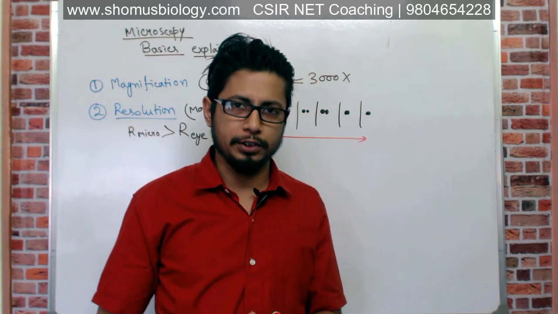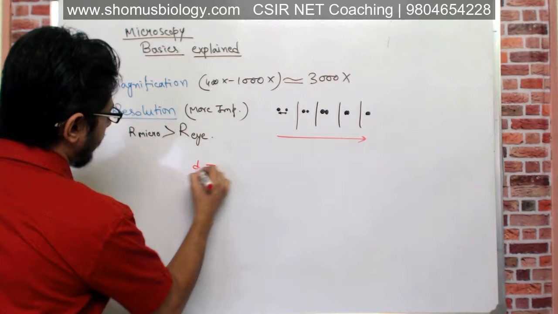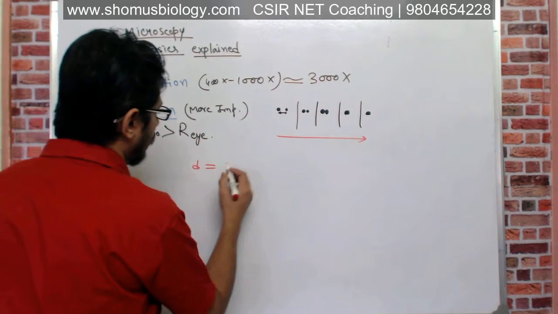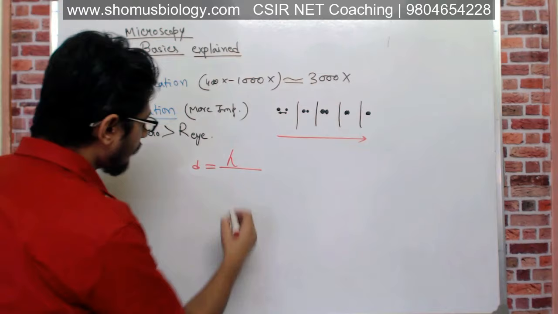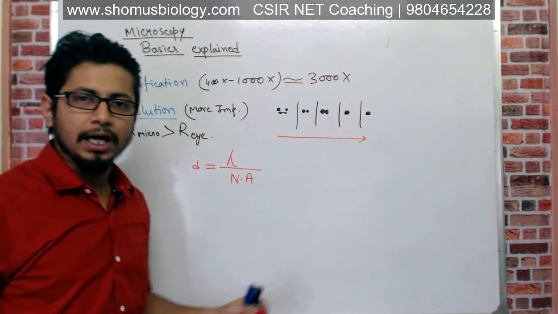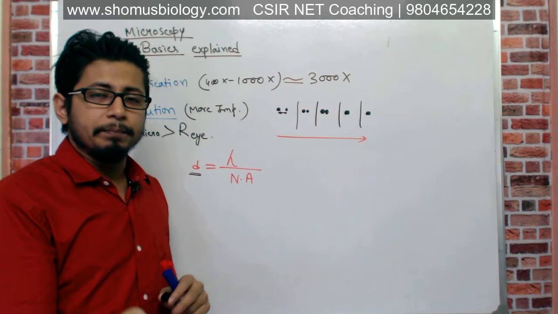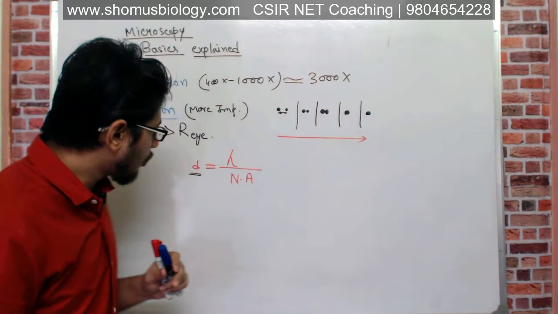When we talk about the resolution, we talk about a term known as small d, or you can write it as capital D, known as the distance. Remember, when we talk about resolution, that means the distance between two points as separate entities. So this distance d equals, we write, lambda divided by numerical aperture, or NA. This is the formula of a microscopic resolution. Now what we mean by this: d is the smallest distance or the minimum distance between two points recognizable as two separate entities, okay?